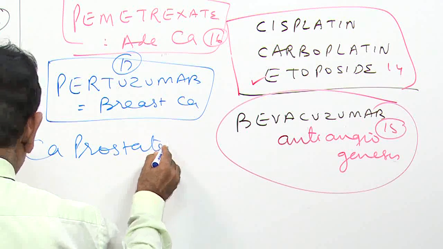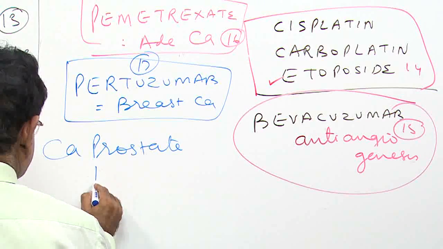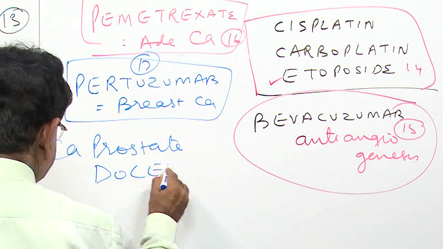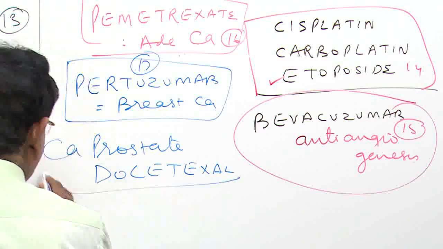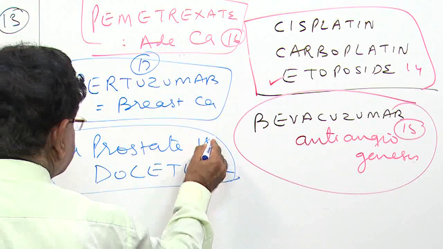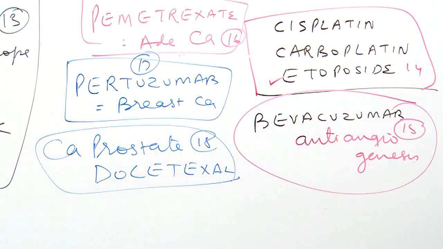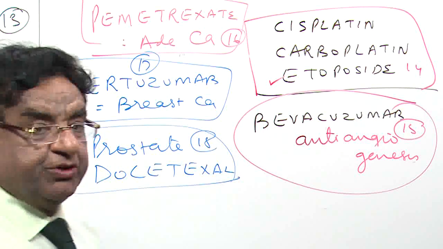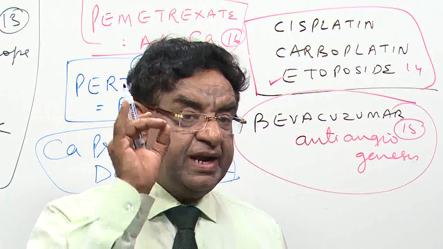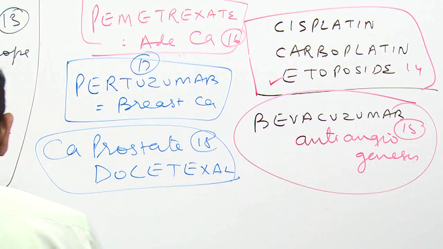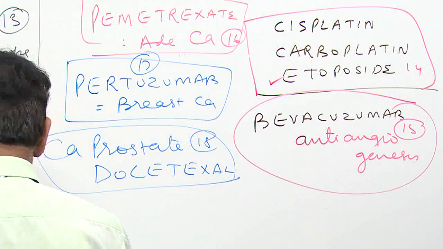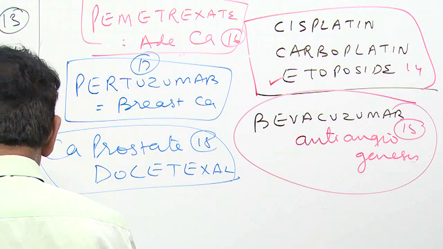Similarly, now a new thing has come up for CA prostate. For CA prostate, we use docetaxel. Docetaxel we also use in lung cancer. But for CA prostate, now it has become almost the number one drug. And one more new drug which is not there even in the 19th edition of Harrison, that is, we have brentuximab.